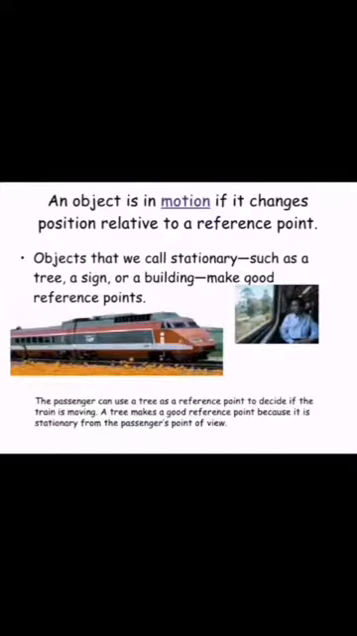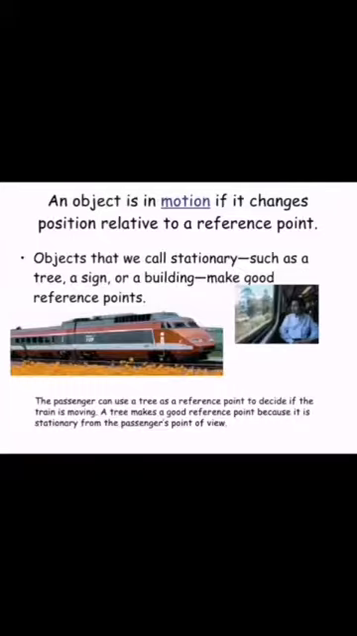First of all, I told you an object is in motion if it changes its position relative to a reference point. Objects that we call stationary, such as a tree, a sign or a building, make good reference points. So for the description of motion we need some reference point. An object moves with respect to some reference point, or is at rest with respect to some reference point. So our reference point must be stationary for the description of motion of an object.